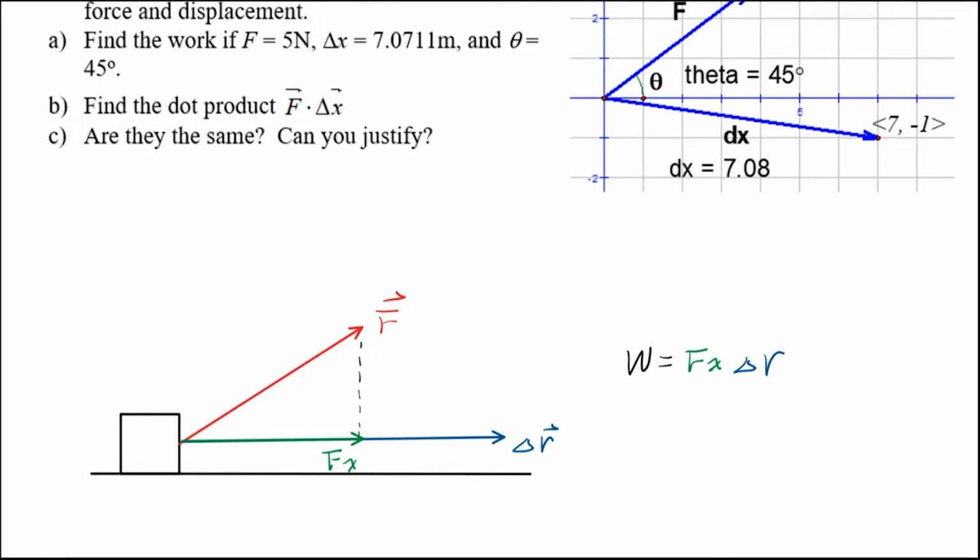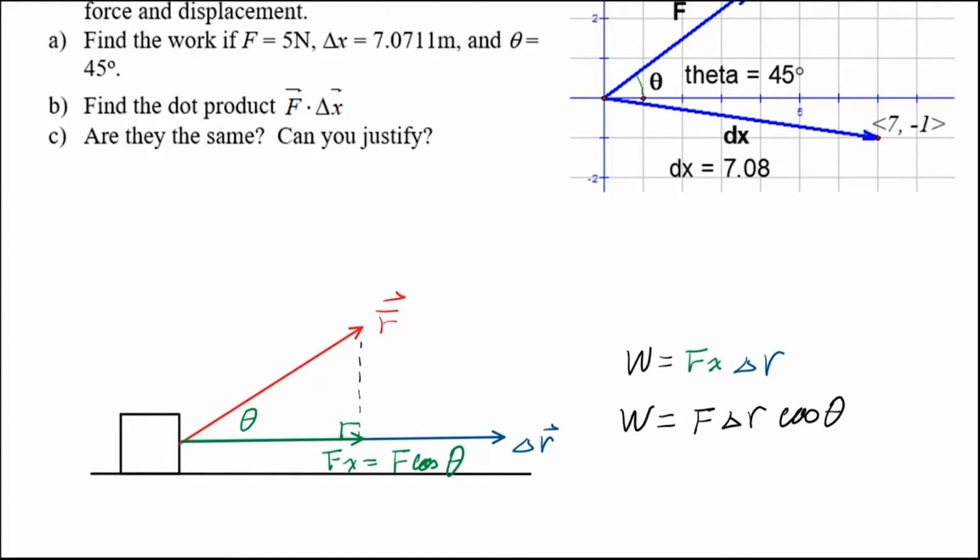Now, all we have to do, with the right triangle trick, and if I call that angle theta right there, then we can compute this component. Is it F cosine theta? Right? So what we have here is this thingy. I'm going to just go back to black. Now this is F, delta R, and cosine theta, isn't it?